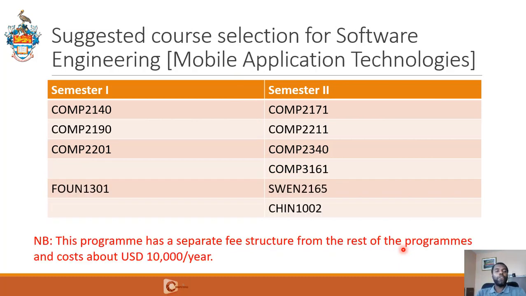And if your major is software engineering, mobile application technologies, then you should sign up for Comp 2140, Comp 2190, Comp 2201, and Found 1301. And in semester 2, you sign up for Comp 2171, Comp 2211, Comp 2340, Comp 3161, SWEN 2165, and CHIN 1002. And you should bear in mind that the Software Engineering Mobile Application Technologies program has a much higher fee structure than the other computing programs.